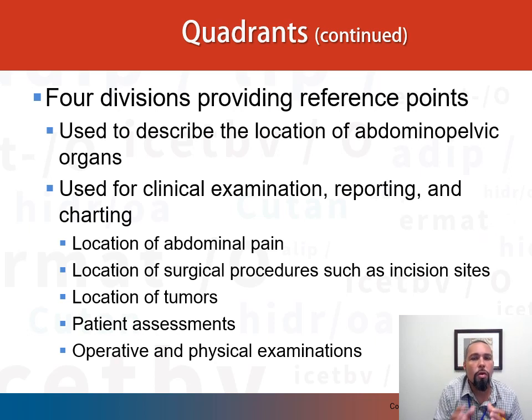The reason for this is so important is there are so many organs and so many systems in play around the pelvic area and the abdominal area that if we didn't have these divisions, it would be almost impossible to identify and pinpoint issues.